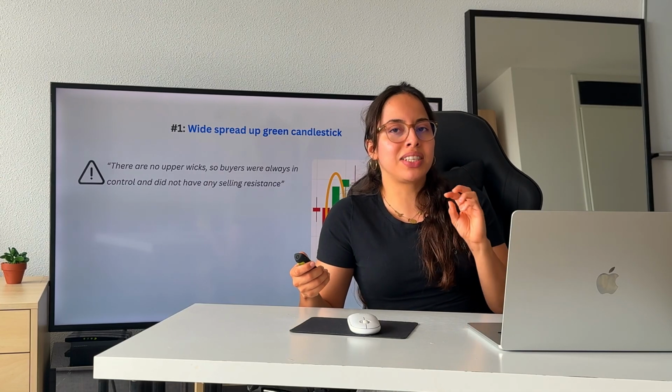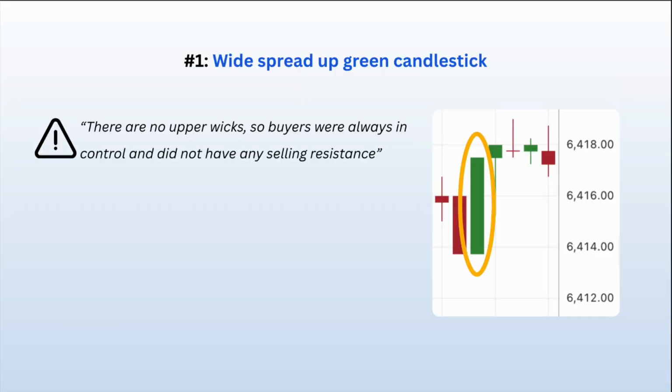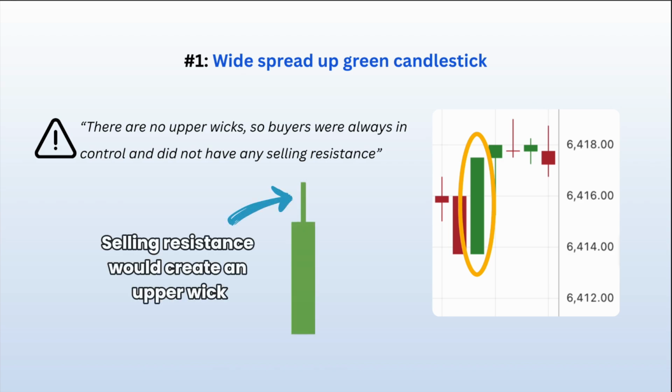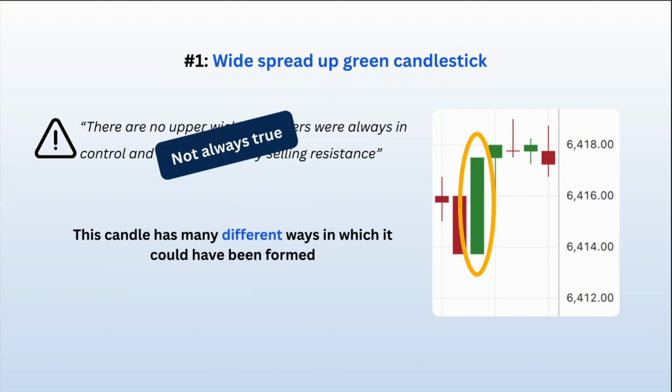Now, there is a common misconception where people often mistakenly state that, hey, there are no upper wicks, so buyers were always in control and there was absolutely no selling resistance. Because if there were some selling resistance, wouldn't I see an upper wick? And as logical as that may sound, that's not always true. It turns out that this candle has many different ways in which it could have been formed.